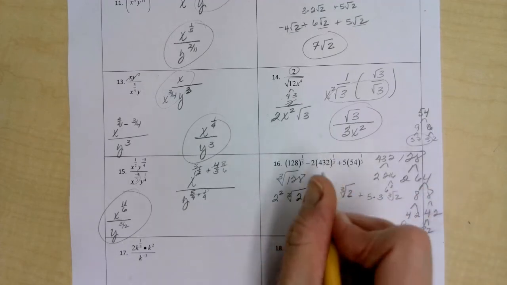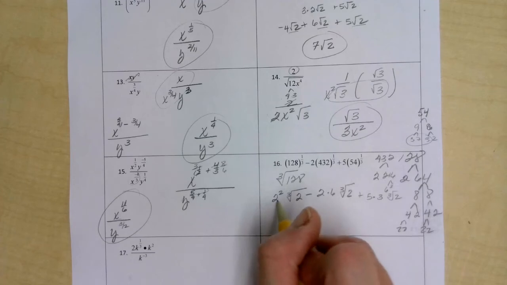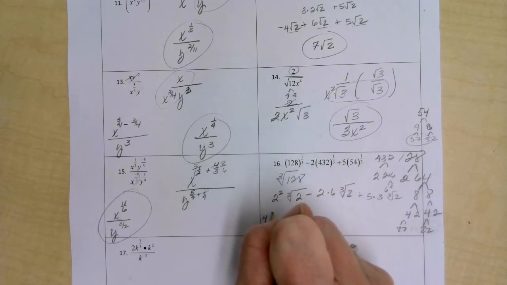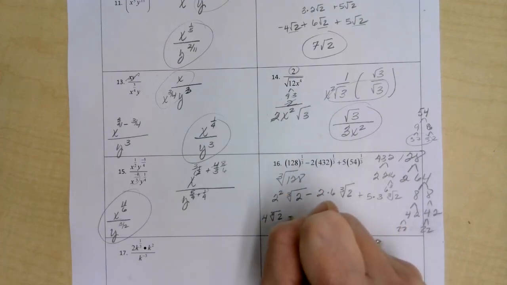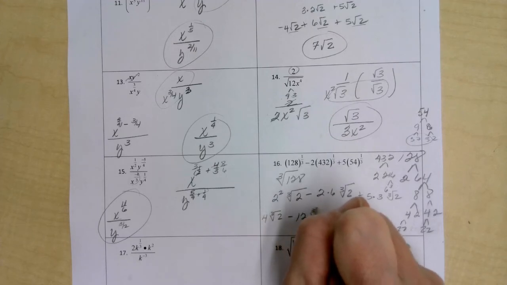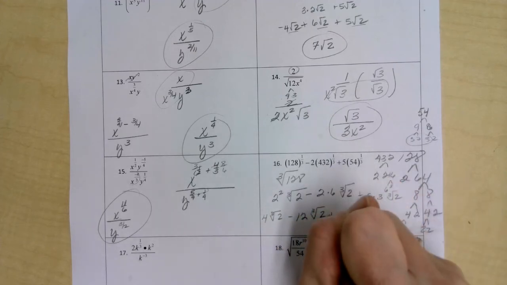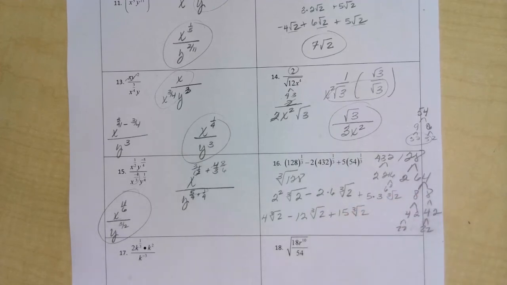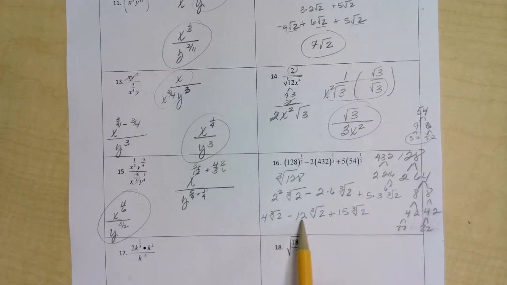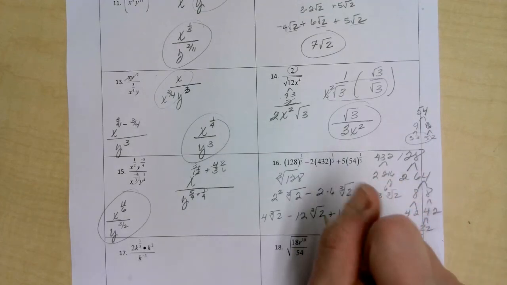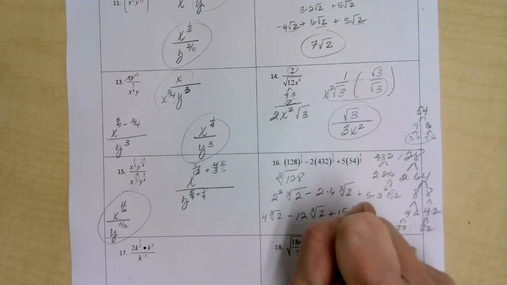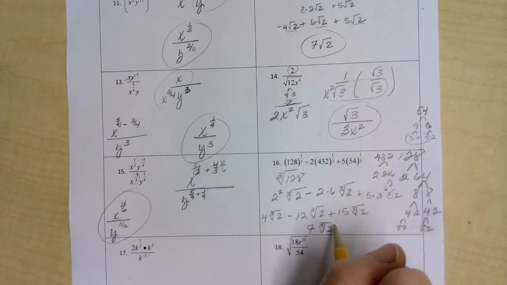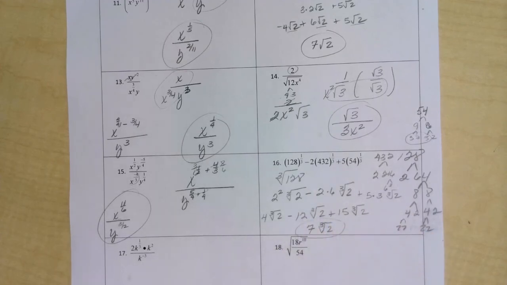All right, let's clean this up. So here I have 4 cube roots of 2 minus 12 cube roots of 2 plus 15 cube roots of 2. So positive 4, negative 12, sounds like negative 8. Negative 8, positive 15, sounds like 7 cube roots of 2 as my final answer.